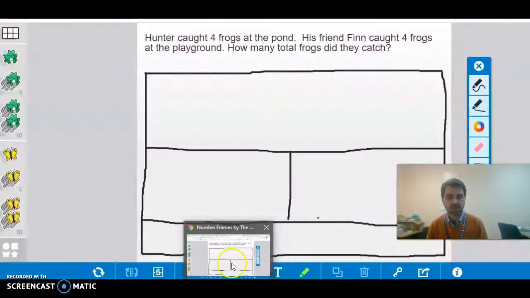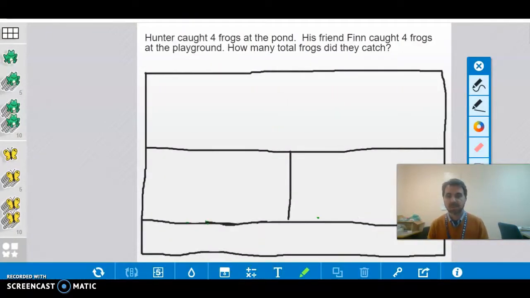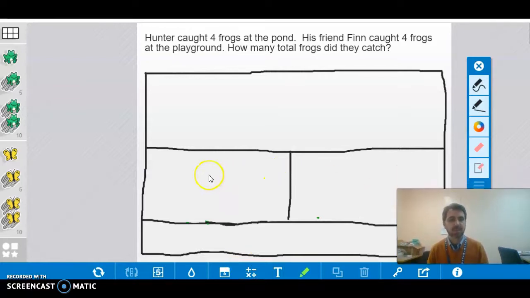Let's go to our Awesome Possum Math app and see what we have in store for today. All right, so I'm going to read it. I want you to read along with me, okay? It says that Hunter caught 4 frogs at the pond. So are you already thinking in your head what's going on, right? Are you visualizing what's happening? His friend Finn caught 4 frogs at the playground, okay? How many total frogs did they catch?